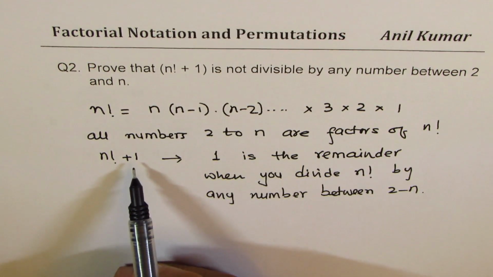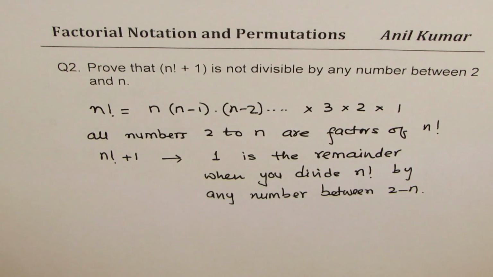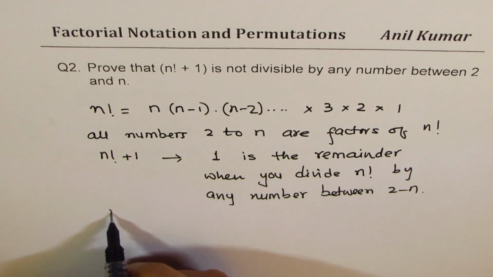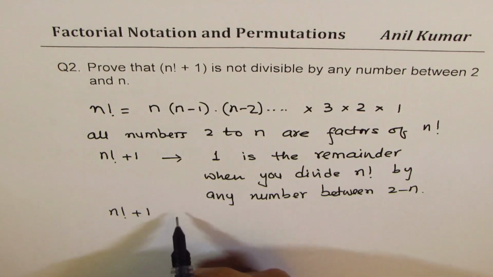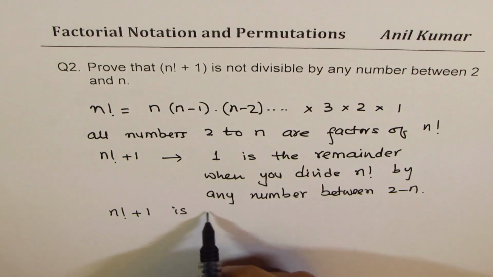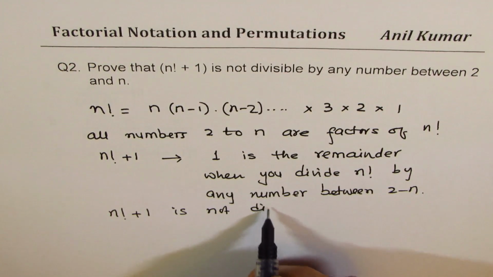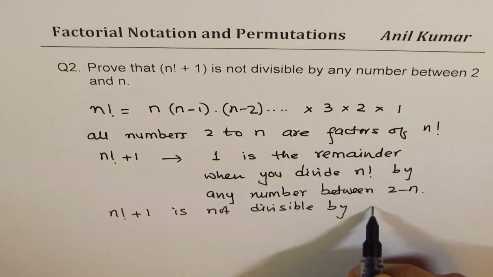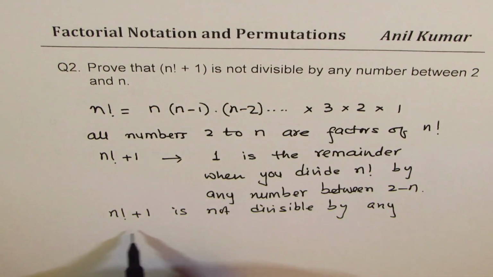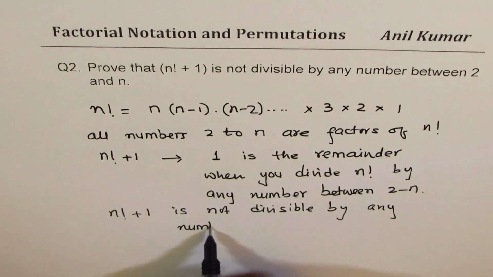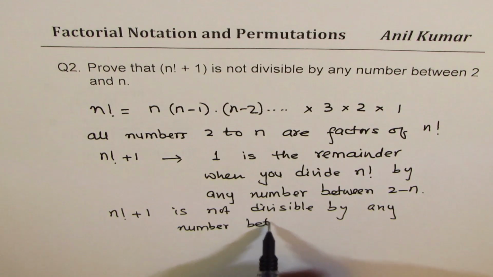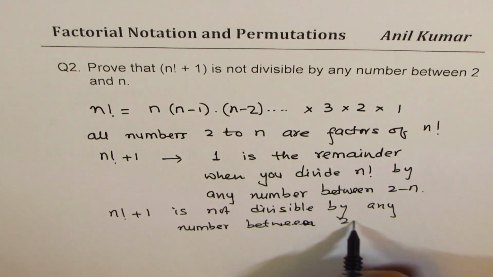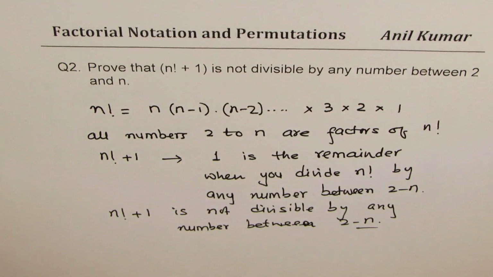If I add 1, then 1 is the remainder. Now, since 1 is the remainder, we know that n factorial plus 1 is not divisible by any number between 2 and n. Is that okay? Does it make sense to you?